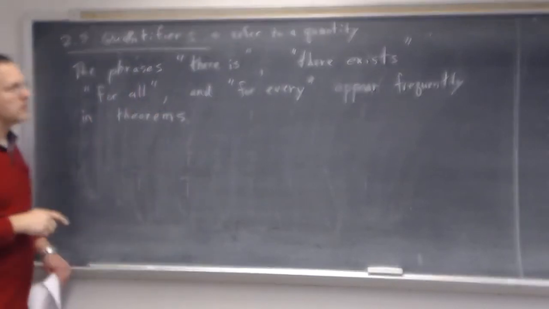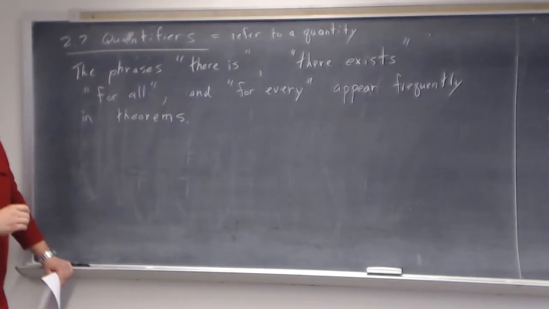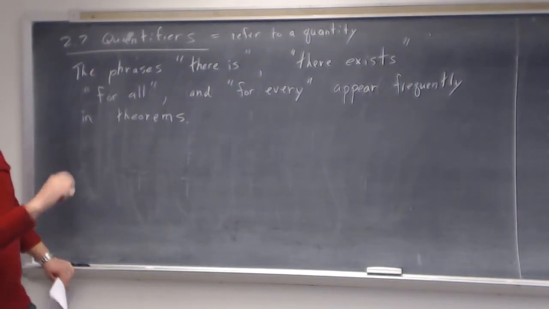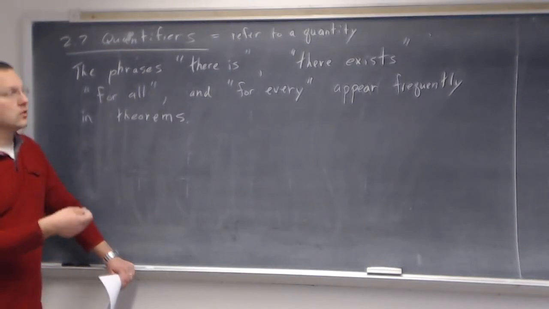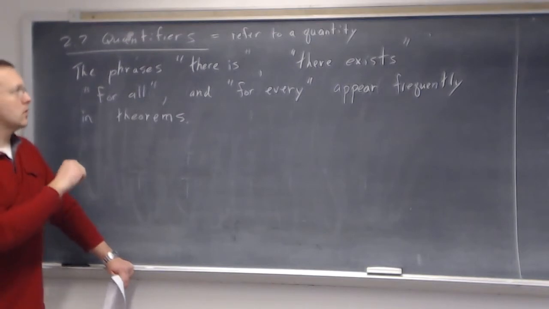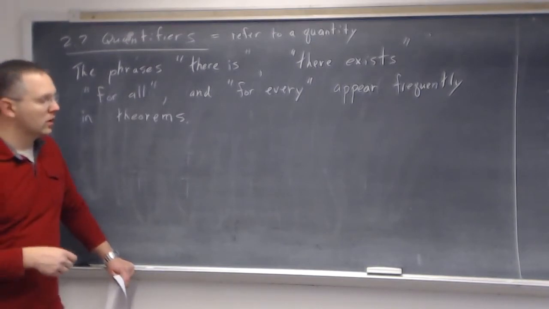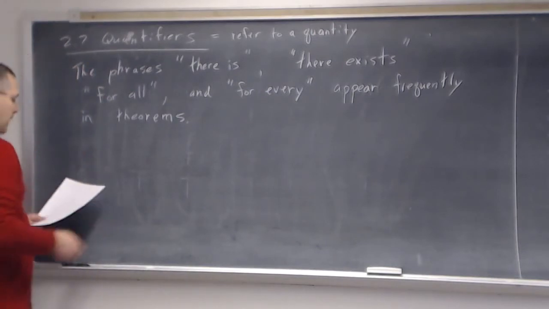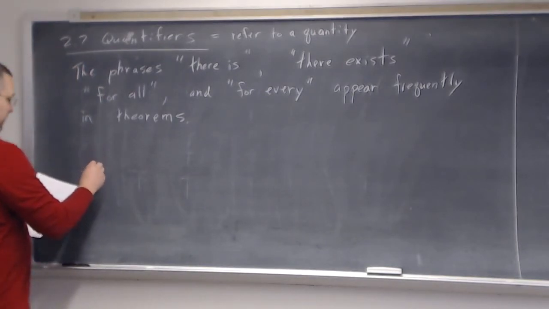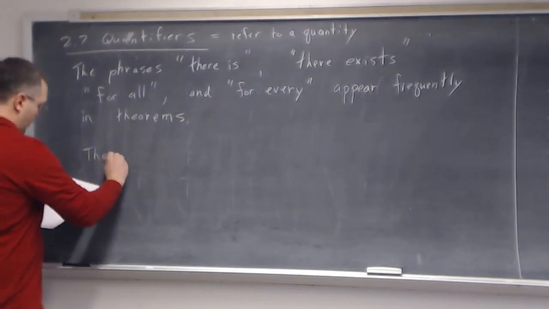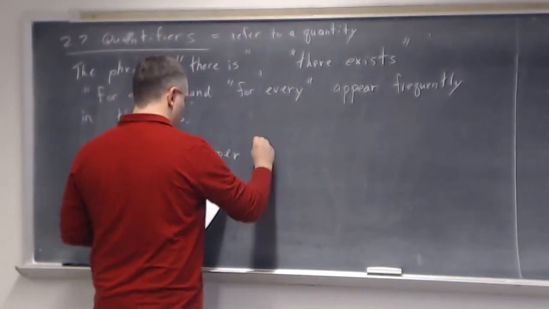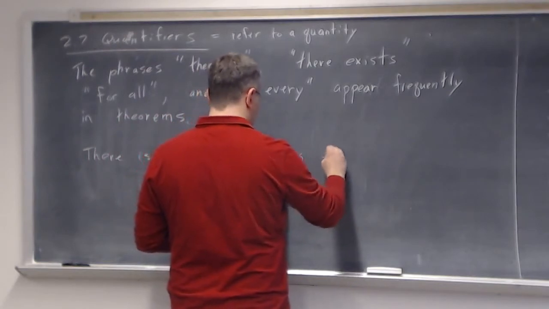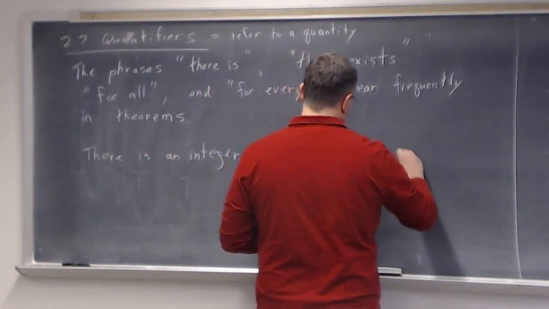Okay, so for these statements, we need these quantifiers to help us break down these statements in symbolic logic, and so then we can apply our knowledge of, for example, De Morgan's laws. Like, what if you negate a statement that has a quantifier? So we'll look at that a little bit later. But okay, so here are two examples. There is an integer that is even and prime.